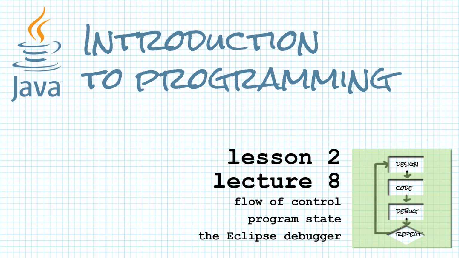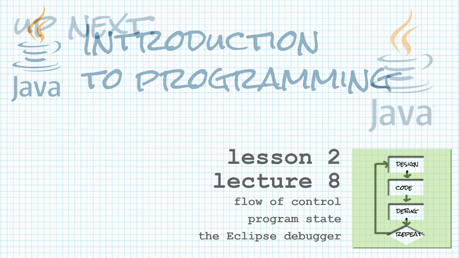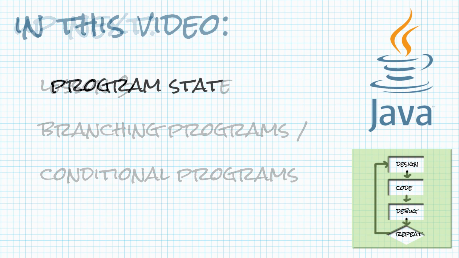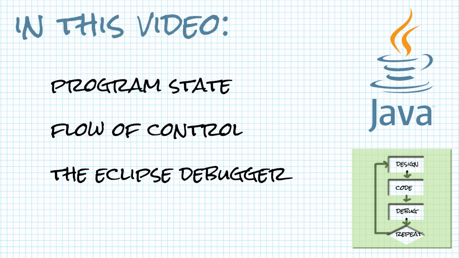This is the 9th video in the Introductory Programming in Java full course and the 8th and final video of Lesson 2, Input Processing Output Programs. In the next lesson, we'll move on to branching programs. For this final video in Lesson 2, we're going to talk about two properties of programs that are critical to understanding how they work: flow of control and program state. We'll explore these properties using Eclipse's debugger. Let's get right into it.